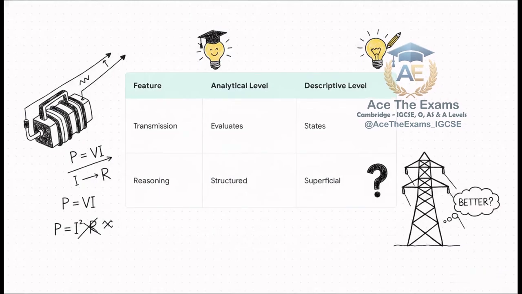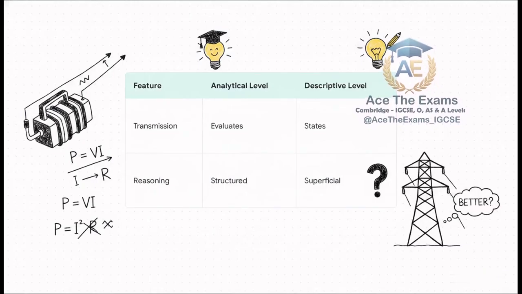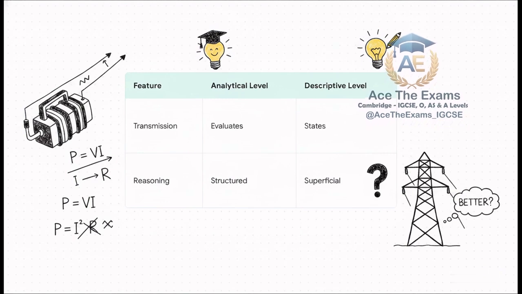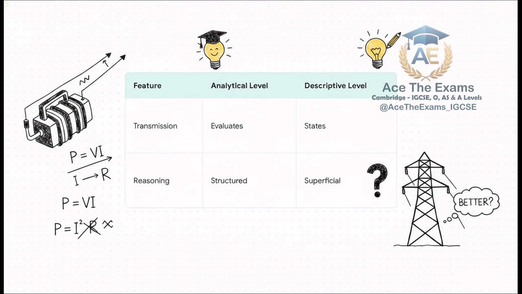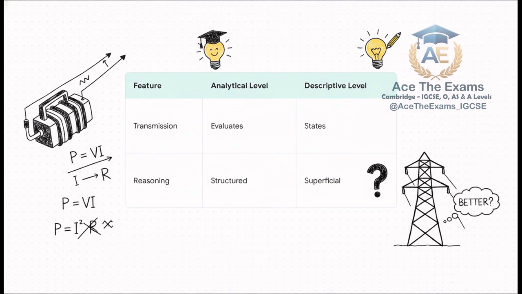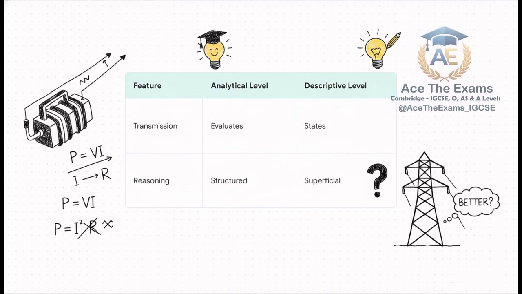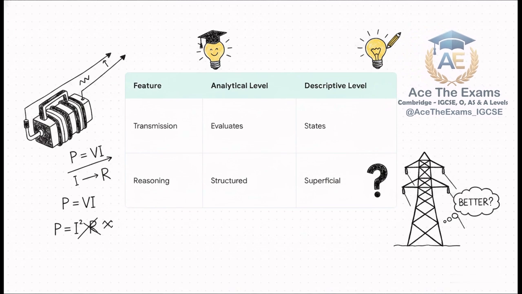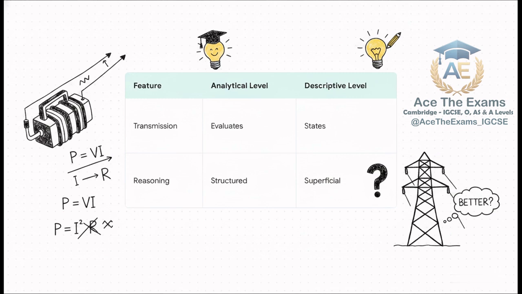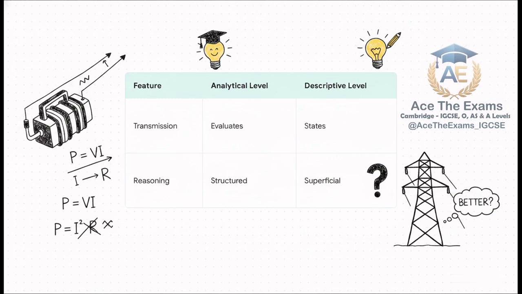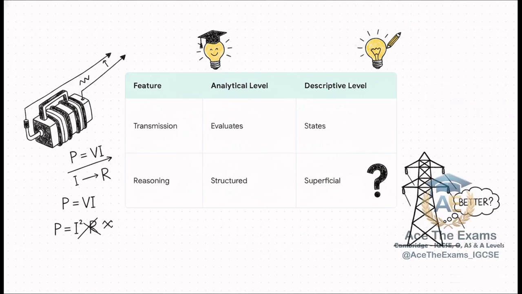Let's look at what separates the top 1% of candidates from the rest. As this breakdown shows, analyzing the advantages of high-voltage transmission targets higher cognitive domains. It moves you way beyond basic memorization. Look at the descriptive level here. This is Alex's trap. Alex writes, "We use high voltage because it's better for power lines." That's purely descriptive. It earns maybe one single mark if the examiner is feeling generous.